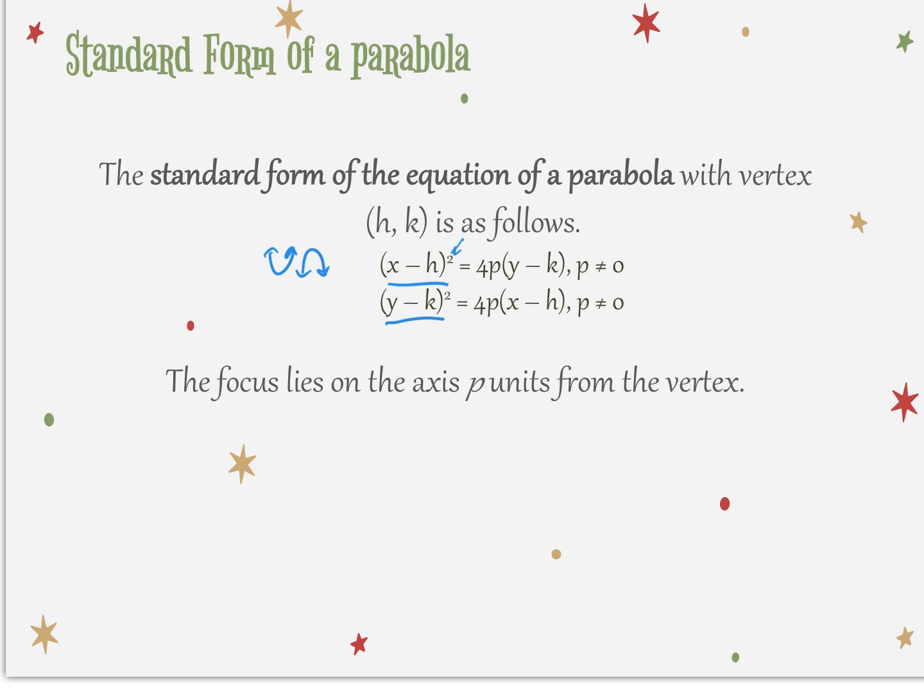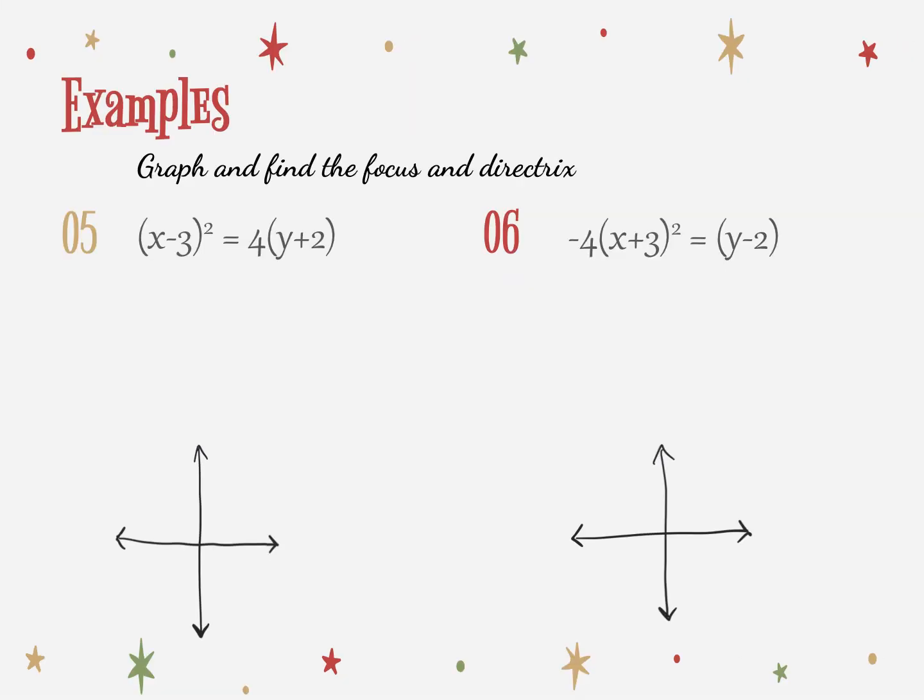If you have the y being squared, remember that's your side-to-side parabola, horizontal parabola. And again, on the other side, you're going to have x minus h with the 4p, but it's not going to be squared. So again, we'll keep going here and do some examples.